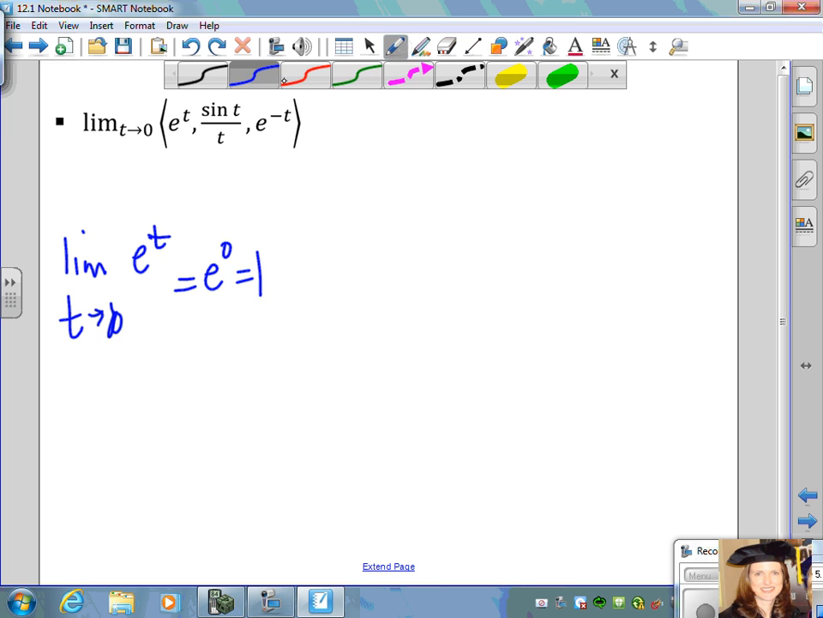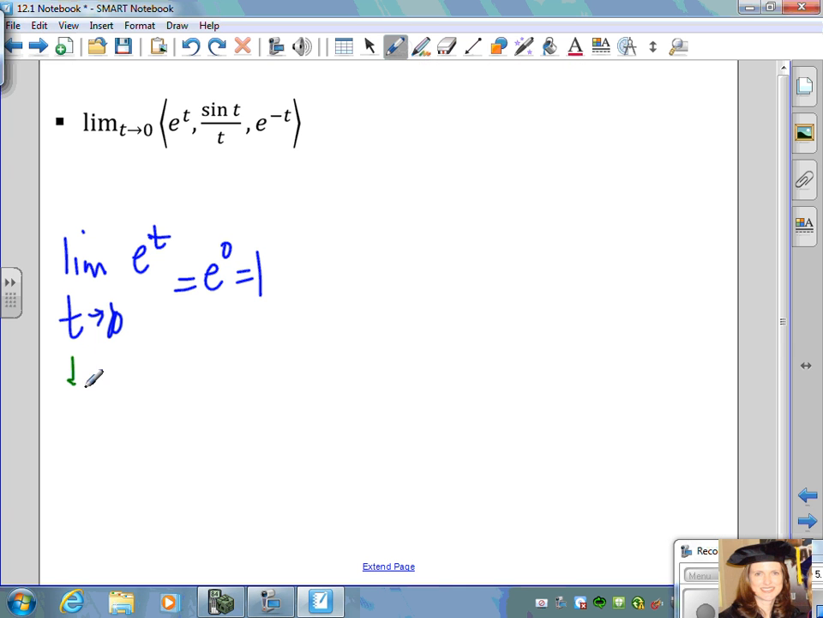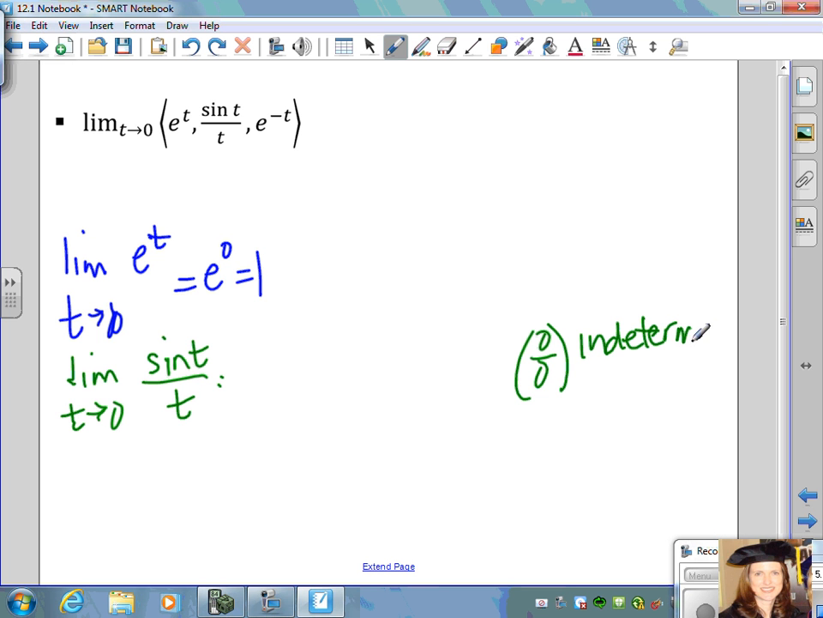Let's find the limit of the second component, the limit as t approaches 0 of sine t over t. If you plug in 0 here, you get sine of 0 over 0, so you get 0 over 0. It's an indeterminate form. I'm going to write that over here: 0 over 0, indeterminate form. So you can use L'Hopital's rule to determine the limit.